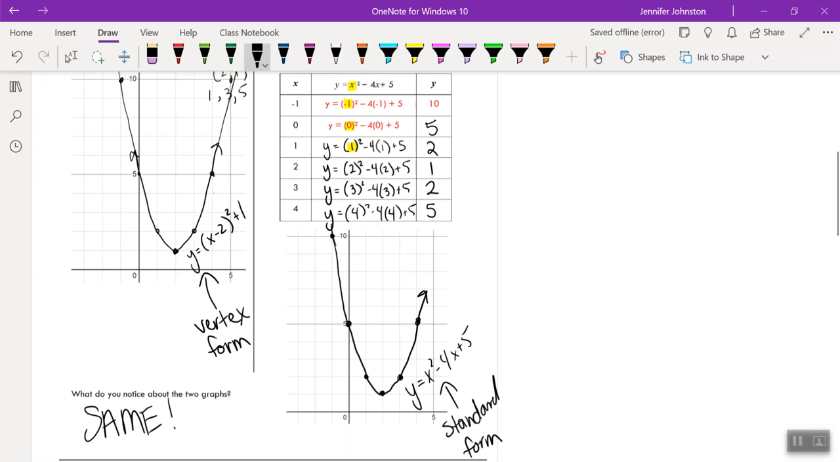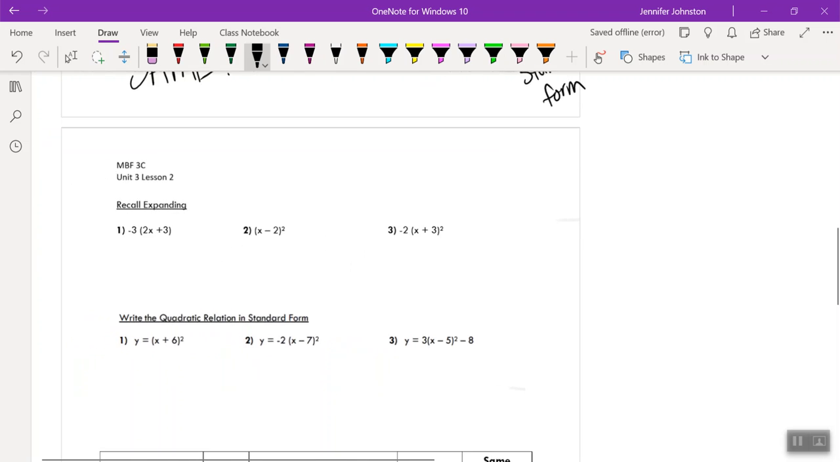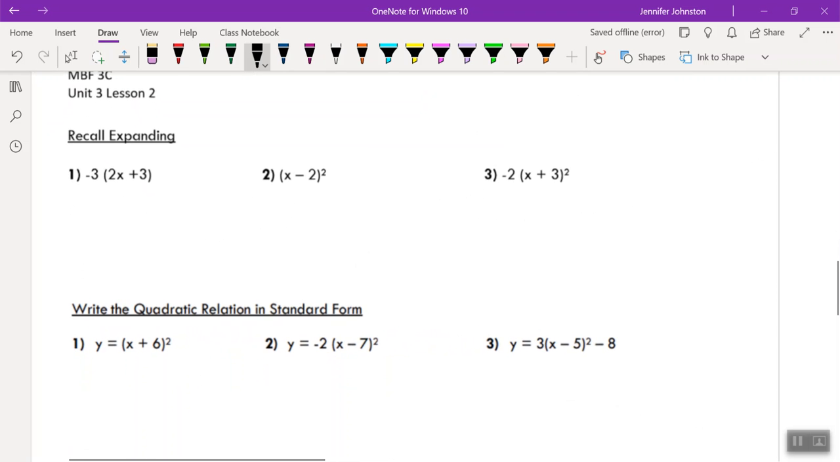Okay, standard form, we can see that we're using a table of values. Vertex form, you can use our vertex and our step pattern. All right, let's go ahead and expand some. Again, you can pause the video at any time and take some time to record things. All right, so let's do some expanding.